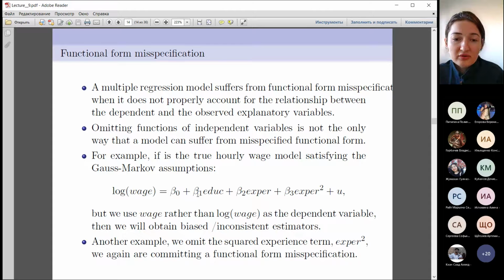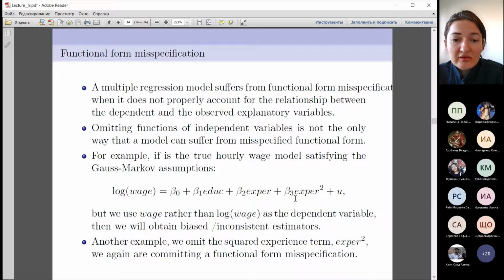And you include education, experience, and the quadratic form of the experience in your model. But let's imagine that for some reason you have decided not to include the logarithm of wage, but you include just wage in levels. So this variable wage will be in levels as the dependent variable. And again, in this case, you will obtain biased and inconsistent estimators.